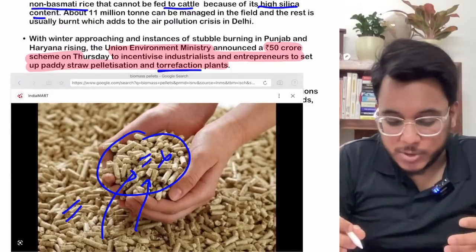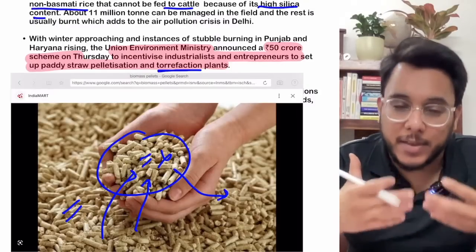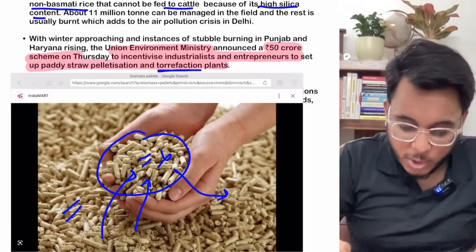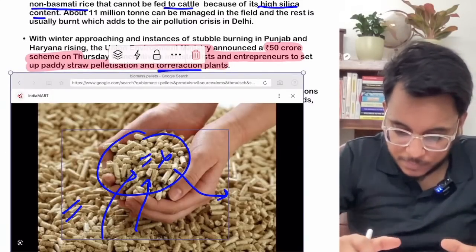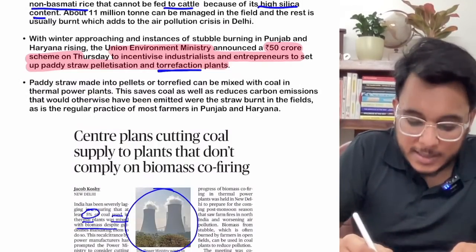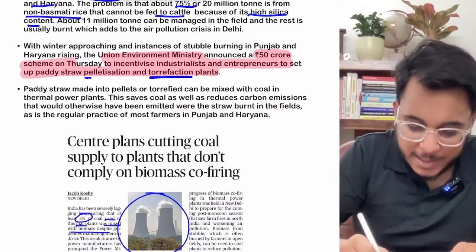Torrefaction is a process by which these biomass pellets are further heated so that the moisture content can be further reduced. So this is torrefaction. Okay, fine. The 50 crore rupee scheme was launched for straw pelletization and torrefaction plants. Is it clear or not?